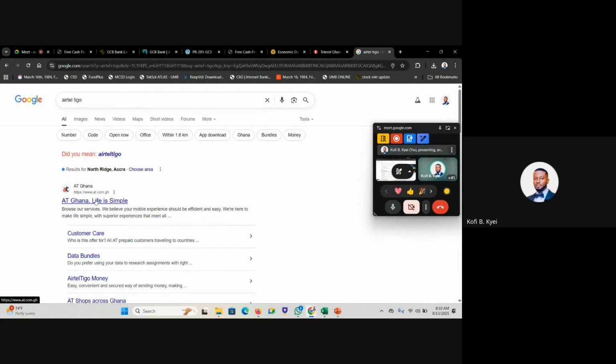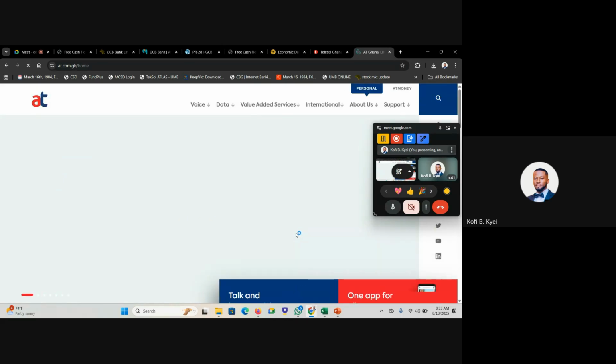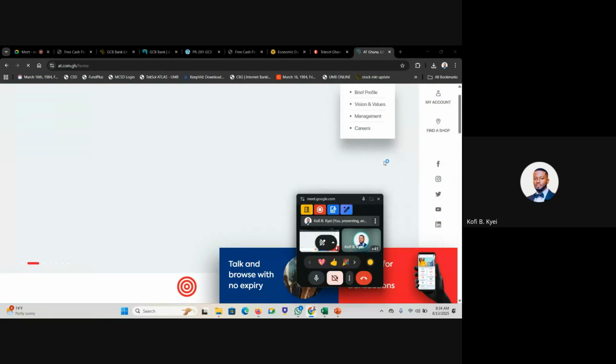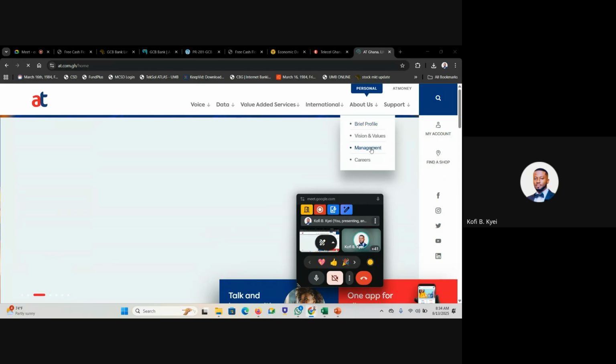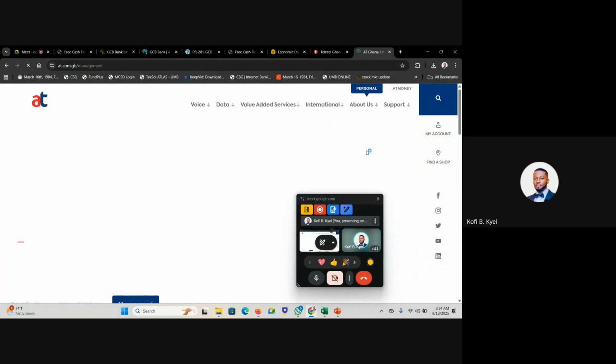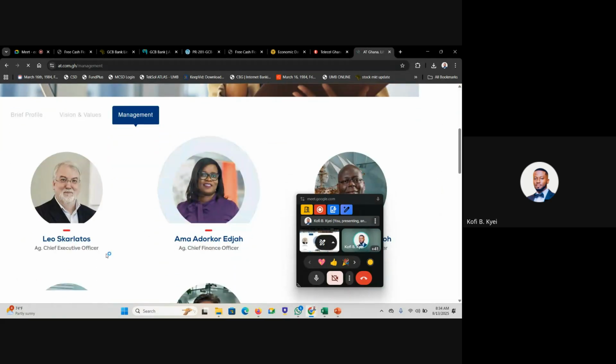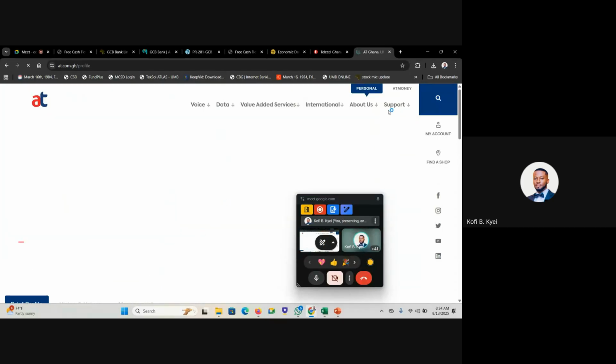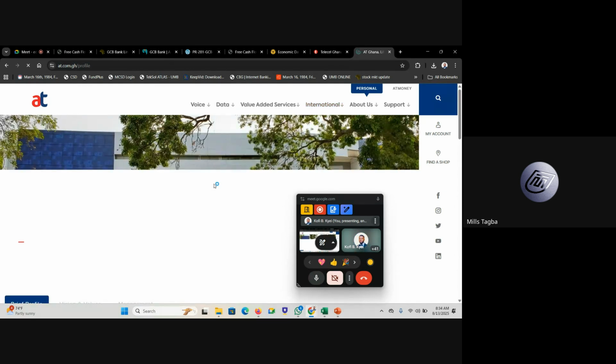So this is our website. I've never been here before. So let's see whether we can get the financials. This is voice data, value added services, international. Okay, let's see about us, whether we can get some information here. Brief profile, vision, management. I don't know how easy we can get the financial statements from these institutions. It's not listed on the Ghana Stock Exchange. That's why the financials are not there.